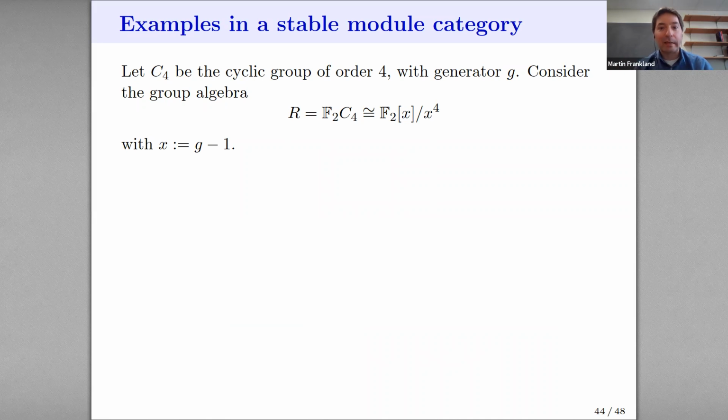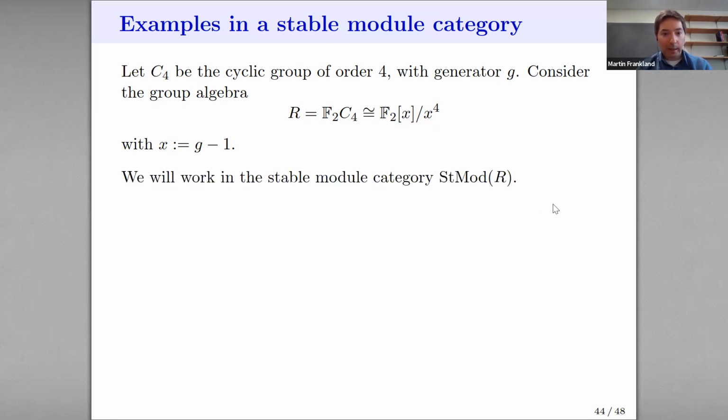I promised some examples in stable module categories. In fact, in a single stable module category, that of F2C4. C4 is the cyclic group of order 4 with generator, let's call it G. And then I take the group algebra F2C4, which is just a truncated polynomial algebra over F2 of this form, where X is not the original generator, but the original generator minus 1. Its fourth power is now 0. And we'll work in stable modules over this group algebra.